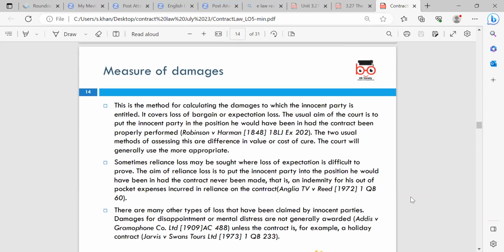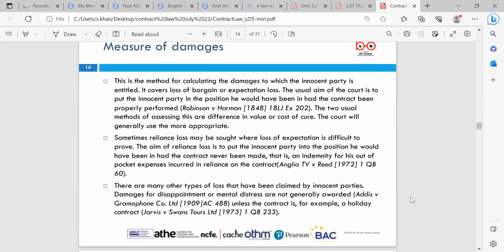There are many types of losses that have been claimed by the innocent party. Damages for disappointment or mental stress are not generally awarded, as in the case of Addis v Gramophone Company Limited 1909, unless the contract is, for example, a holiday contract, as in Jarvis v Swans Tours 1973.